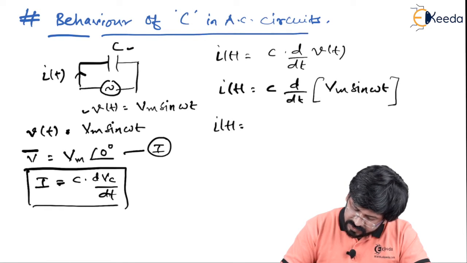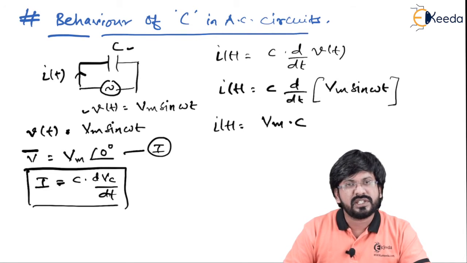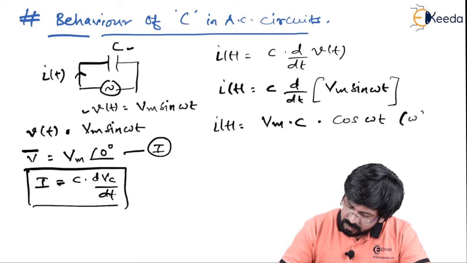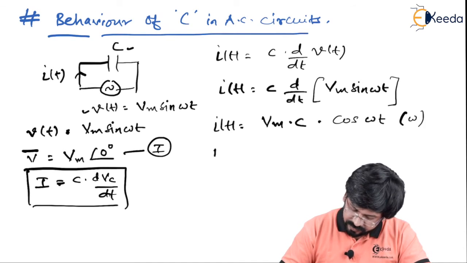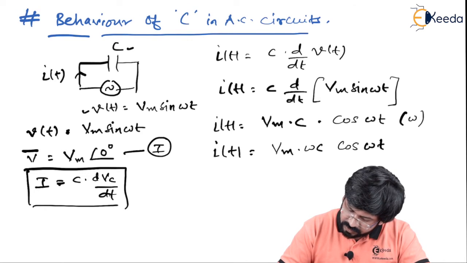I can write I of t as Vm into C. Vm we have to take out. Derivative of sine is cos. So it becomes cos of omega t multiplied by constant omega. In fact, I can now write I of t as Vm into omega C cos of omega t.